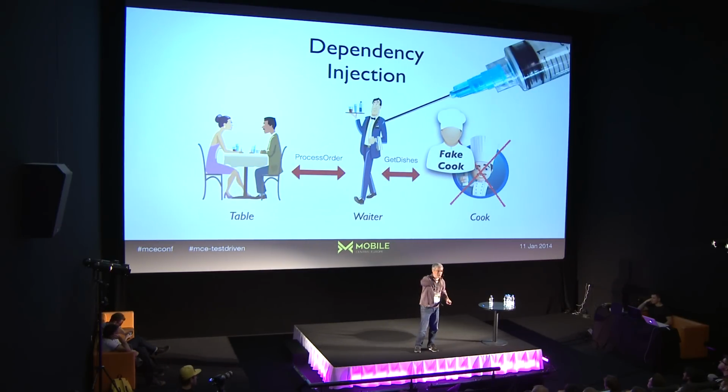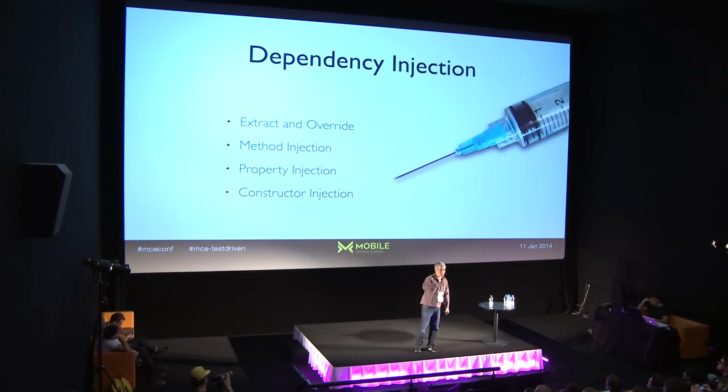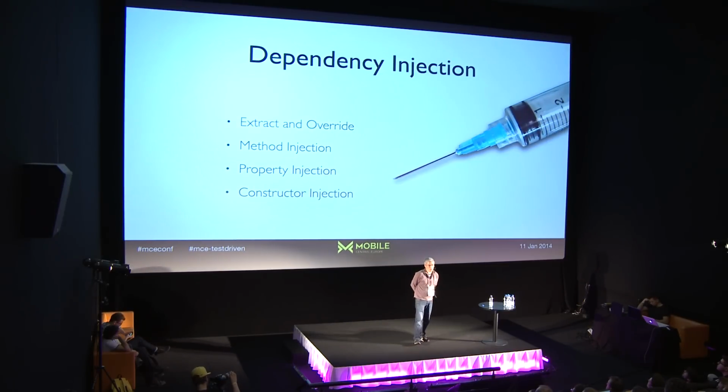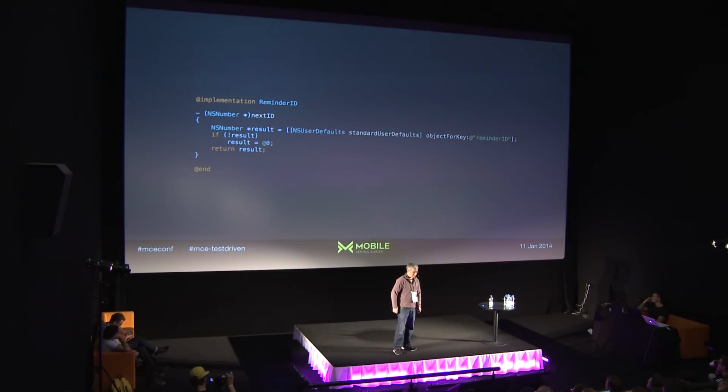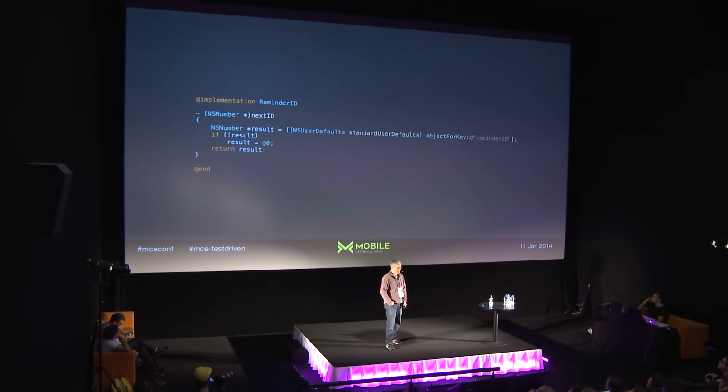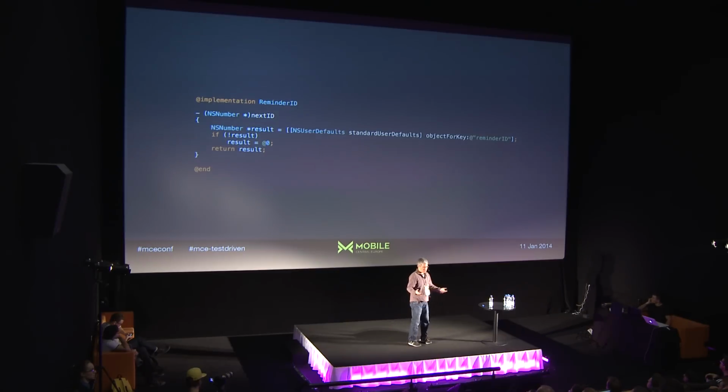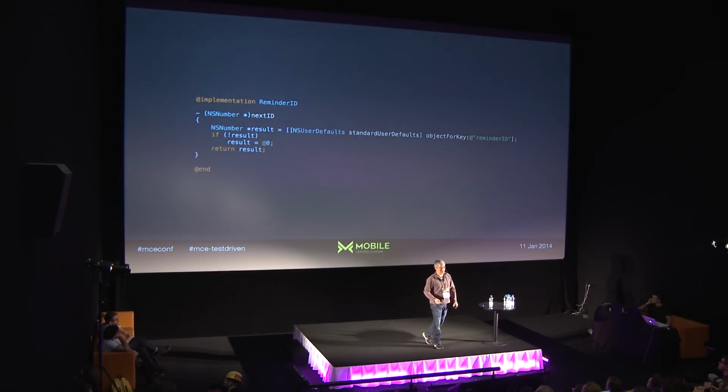And let's just dig down one level deeper, and let me go into this in some detail. What are the different forms and styles of dependency injection? I'm going to go over each of these. So let's start with an example. Let's say you have a method in a class, reminder ID, and it accesses the user defaults, and of course, you're using standard user defaults. That's just the singleton that's out there.